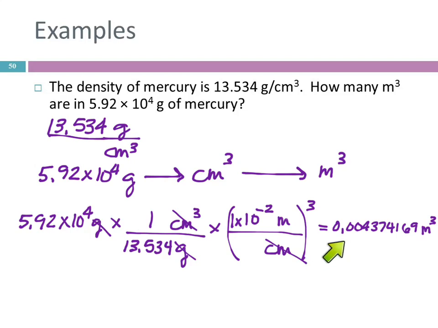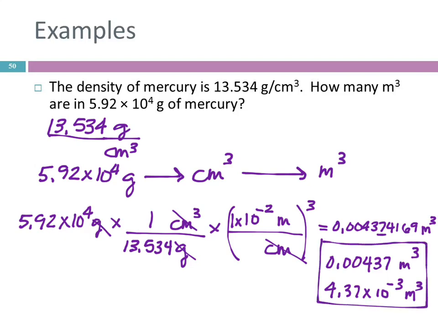Remember that leading zeros do not count, and so we're going to go to the 7. 0.00437 cubic meters, or in scientific notation, that would be 4.37 times 10 to the minus third cubic meters. Either of those would be very nice. Any questions?